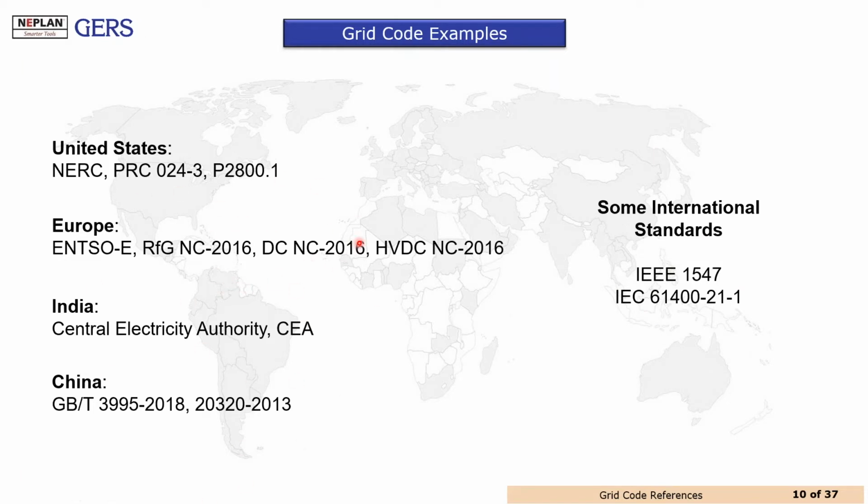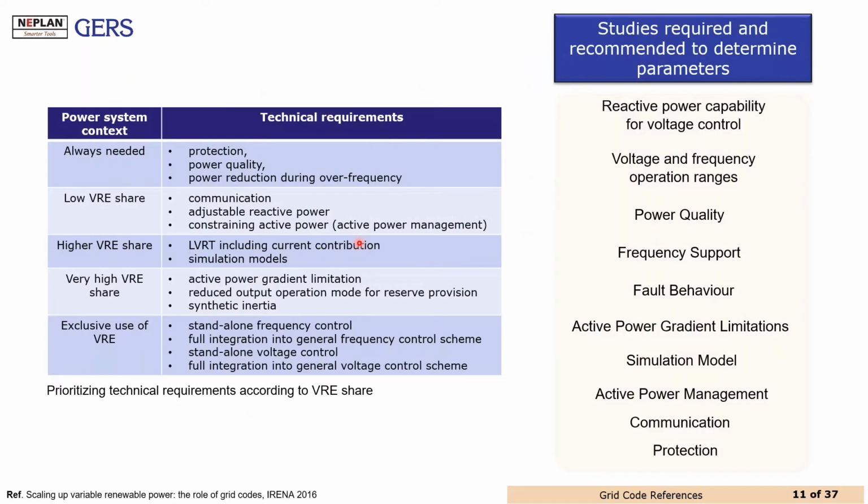This presentation is going to be oriented toward the technical requirements. And we can see how the technical requirements will change depending on the penetration of variable renewable energies. For example, as a minimum requirement on electrical systems, we have the protection, the power quality, and the power reduction during over frequency.